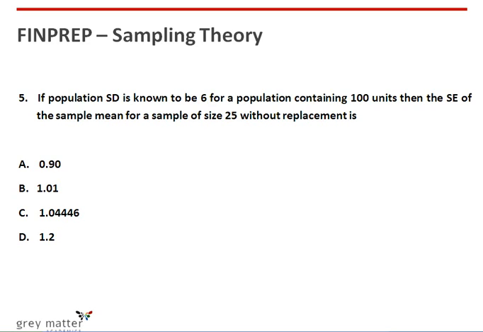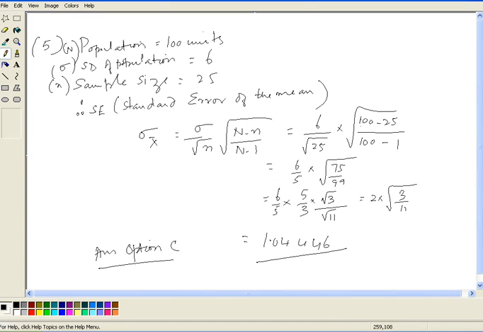Fifth question. If the population standard deviation is known to be 6 for a population containing 100 units, then the SE, that is the standard error of the sample mean for a sample of size 25 without replacement, would work out as follows. We know the population size capital N is equal to 100 units. Standard deviation of the population sigma is equal to 6. Small n, sample size, is equal to 25. Therefore, standard error of the mean, that is sigma x bar, is equal to sigma by root of small n into root of capital N minus small n by capital N minus 1. Substituting the relevant values as shown here, we work out the value as 1.04446, which is option C.